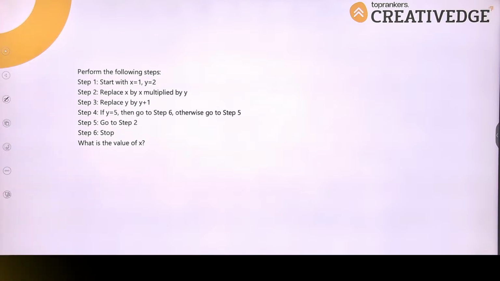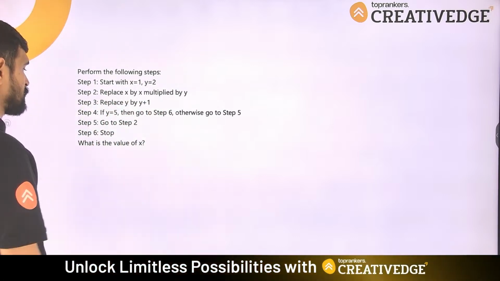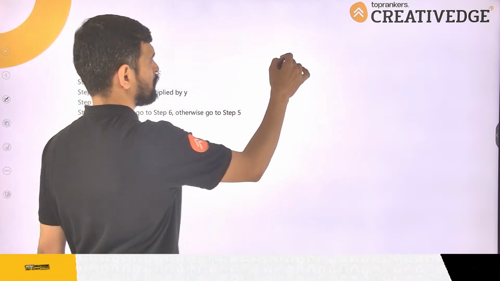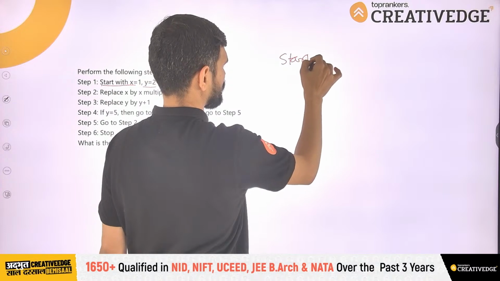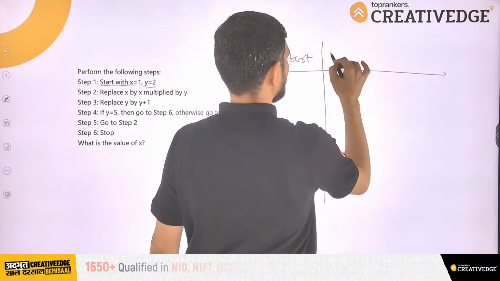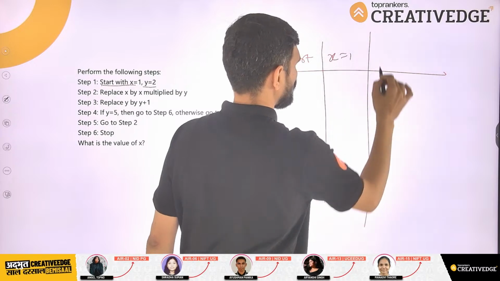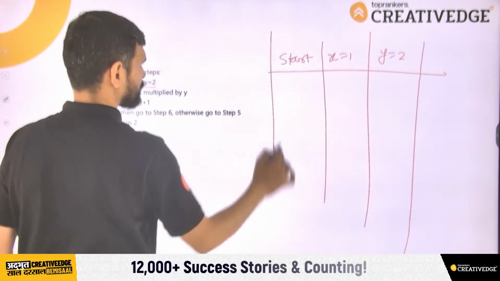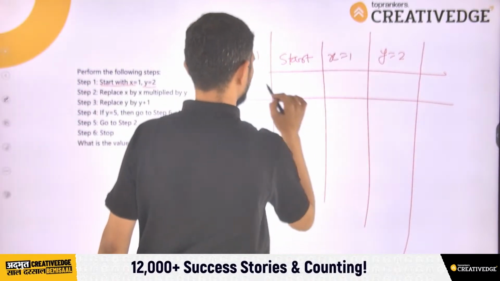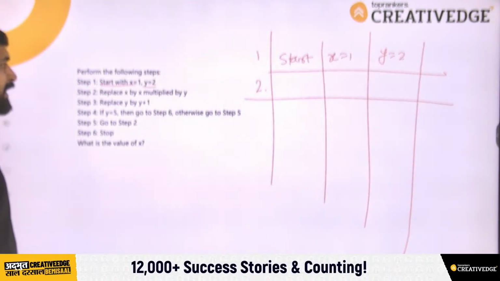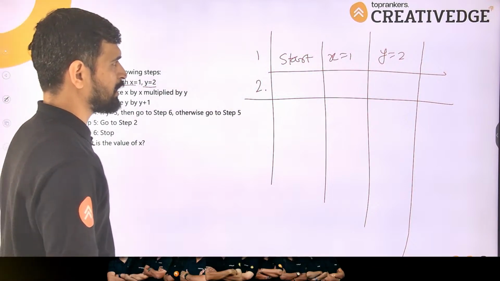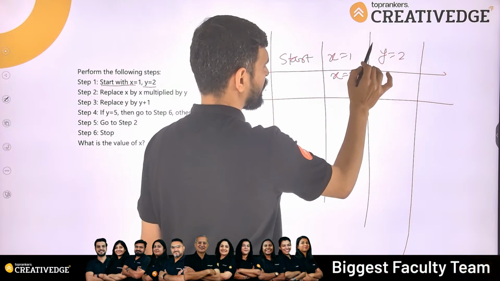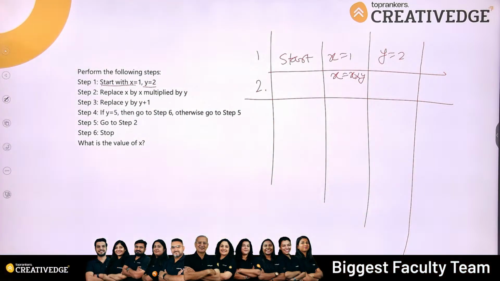The next one, perform the following steps. Step 1 says start with x equal to 1, y equal to 2. So you are starting with x equal to 1 and y equal to 2. This was step number 1. Now what does step 2 say? Replace x by x multiplied by y. So x is equal to x multiplied by y, whatever the result comes out to be.